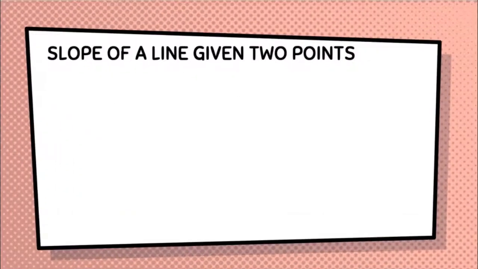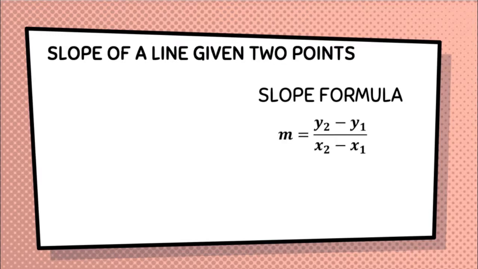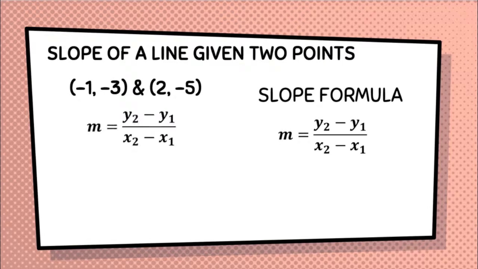Another way on how to get the slope of a line is given 2 points. In this situation, we will use the slope formula. We have m equals y sub 2 minus y sub 1 all over x sub 2 minus x sub 1. Example, we have negative 1, negative 3 for our first point, and our second point is 2, negative 5. Our formula again is slope equals y sub 2 minus y sub 1 all over x sub 2 minus x sub 1. Substitute our values.